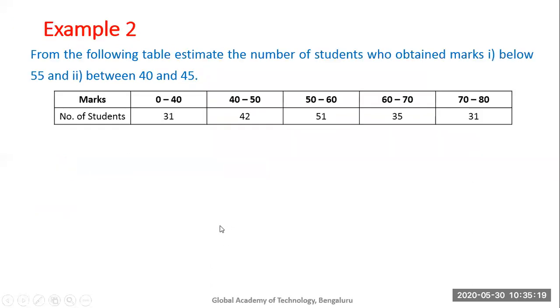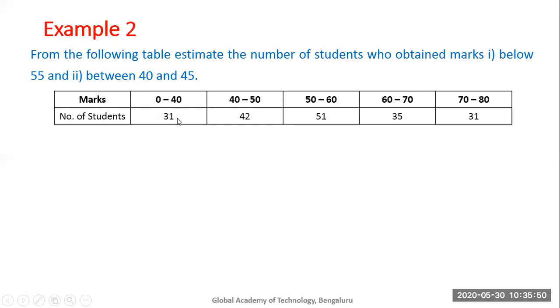Let me take one more example. For the following table, estimate the number of students who obtained marks, first question below 55 and second question between 40 and 45. So we need to find the number of students who got the marks less than 55. And second question is the number of students who got the marks between 40 and 45. The table gives us the marks and the number of students.